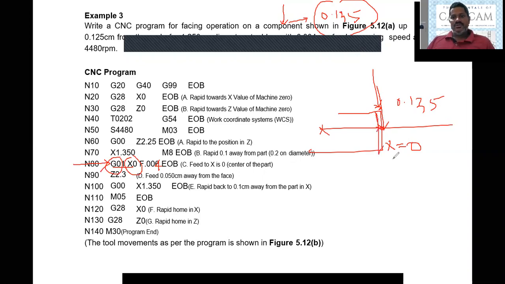So now the facing operation will be completed by giving a depth of cut of 0.125. Then moving the tool to Z equal to 2.3, away from the tool. So we are moving the tool 0.05 centimeters away from the face. Then we are moving the tool to the 0, 0 location. So this completes the facing operation.